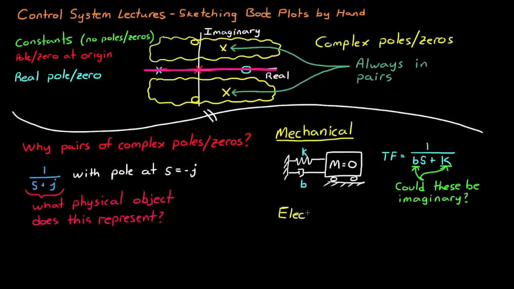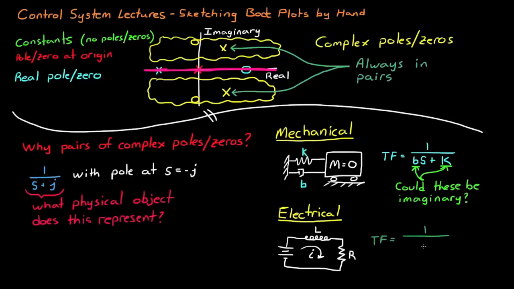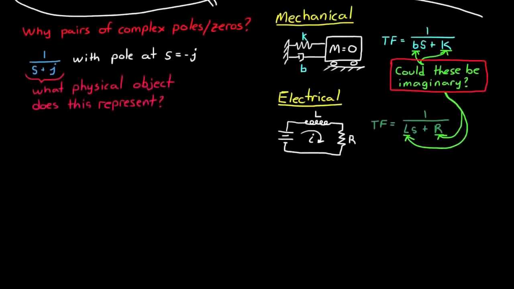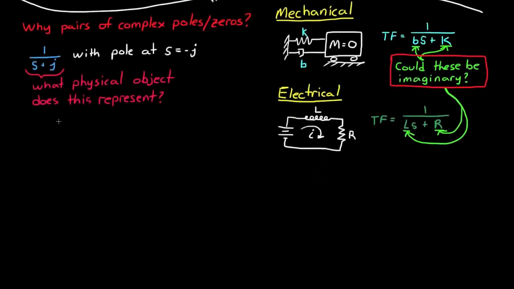If we take an electrical example, we could have a circuit that has an inductor and resistor in series, where the inductor has inductance L and the resistor has resistance R. And the transfer function for this first-order system would look similar to the mechanical system. It would be 1 over Ls plus R. And now we're left with the same problem. What does it mean to have an inductance or resistance that has an imaginary value? Now something to think about here is what would a physical system look like that had an imaginary value for one of its properties?